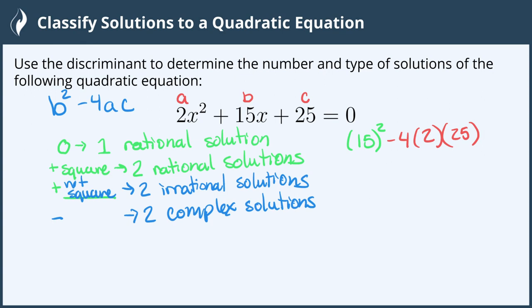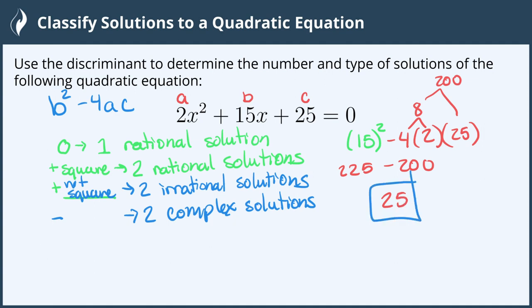Now 15 squared is 225, and then 4 times 2 is 8, and 8 times 25 is 200, so minus 200. 225 minus 200 is 25. 25 is a perfect square, so we can come over to our list and we see that a positive perfect square gives us 2 rational solutions. So now we have the number and the type of solution, and we're all done.